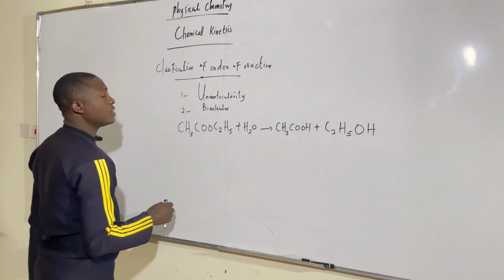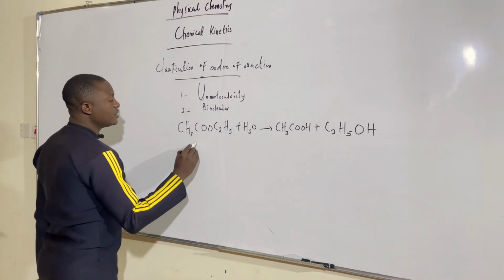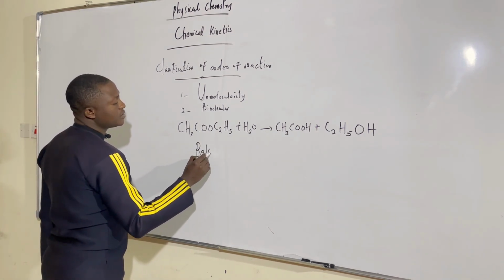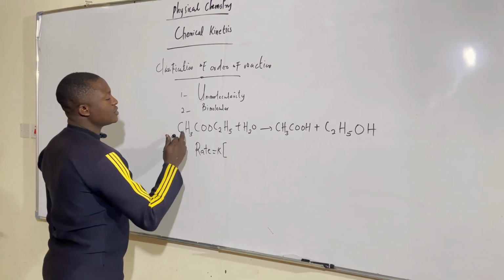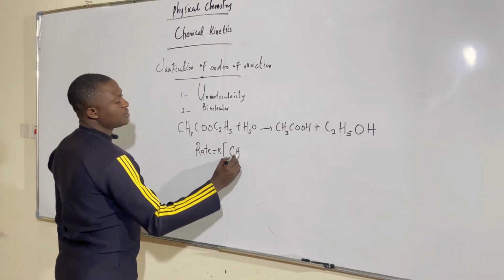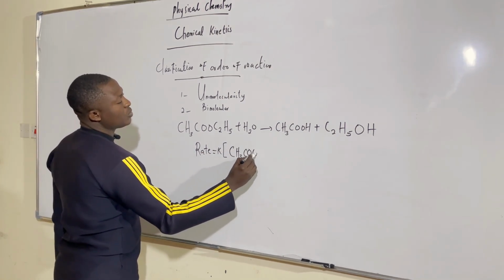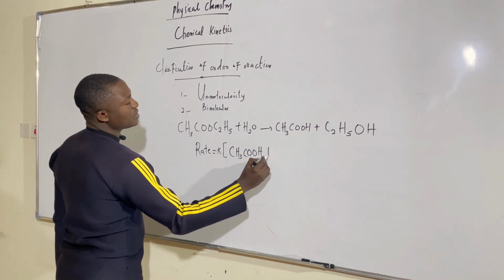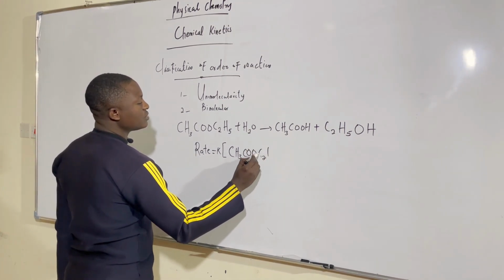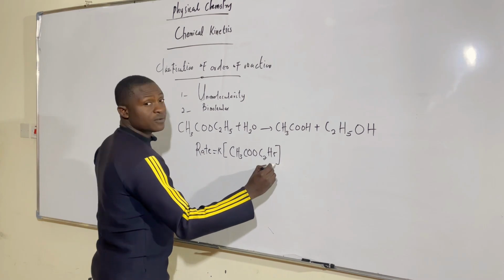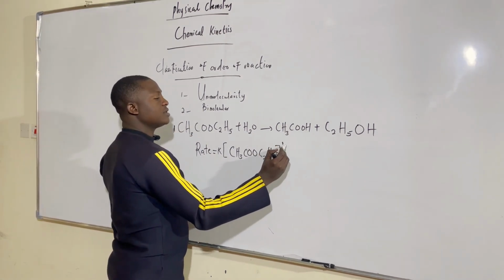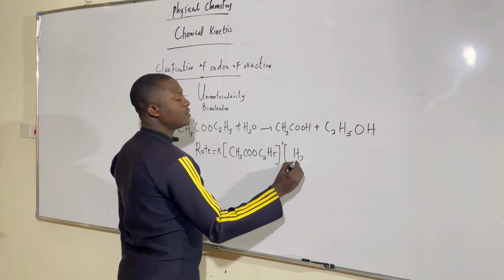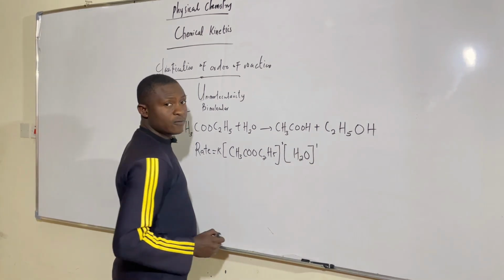As usual, rate law is based on what we have at the reactant. So here I can have rate equals K times CH3COOC2H5. That's the first one, raised to the power of 1, because the power we have there is 1. Then the second one is H2O raised to the power of 1 as well.